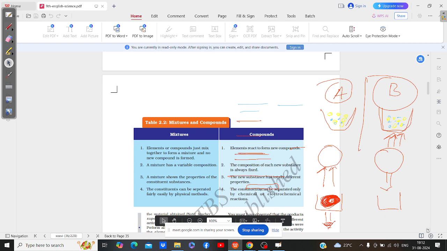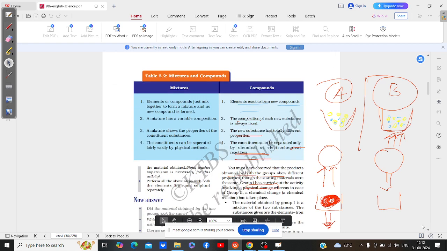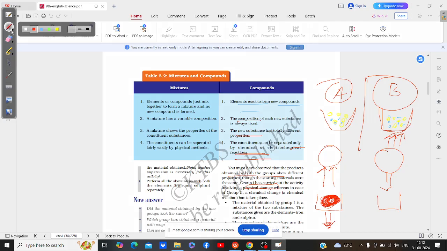Material obtained. Yeah, the other part of the material obtained. Next. Note: teacher supervision is necessary for this activity. Perform all the above steps with both the elements, iron and sulfur, separately.